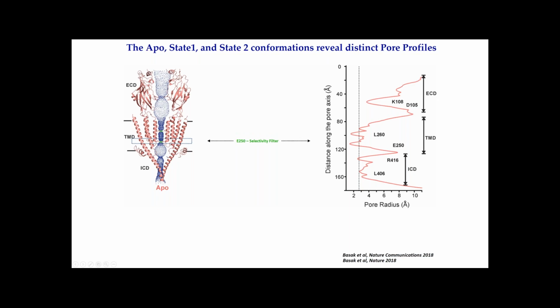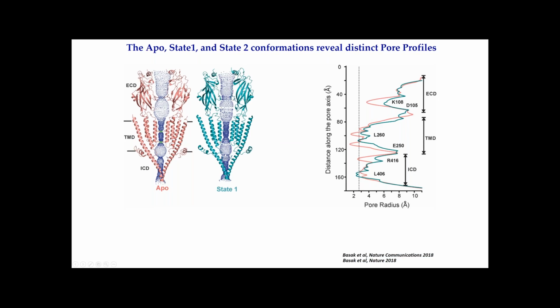And this right here is the selectivity filter of the channel, which gives it the property of cation selectivity. It is a ring of glutamate residues, which is lying at the interface of the transmembrane domain and the intracellular domain. And the patch of hydrophobic residues right here at the bottom of the intracellular domain also presents another barrier for ion permeation.